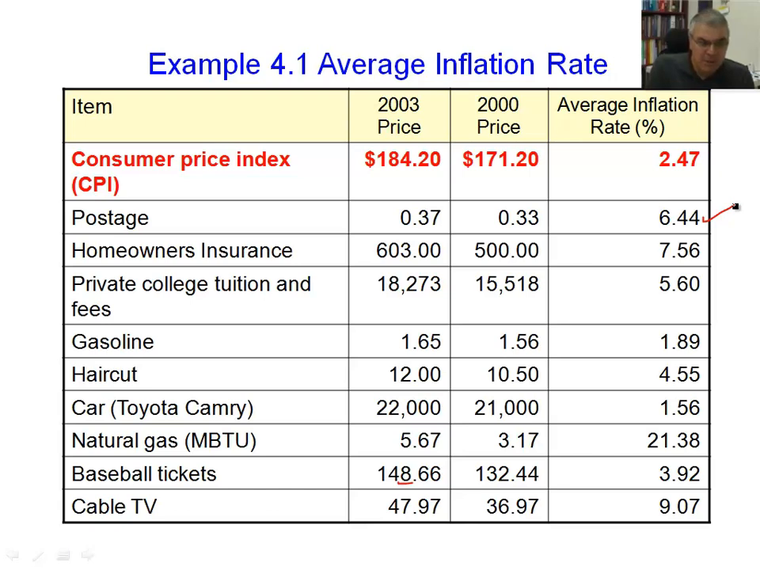Homeowner insurance used to be $500 for the same home back in 2000. So that went up by 7.56%. The private college tuition and fees went up 5.6%. The gasoline went up 1.89%. The haircut 4.55%. And the car, in this case Toyota Camry, 1.56%. Natural gas, MBTU, increased by 21.38%. Basketball ticket, 3.9%. And the cable TV, 9.07.